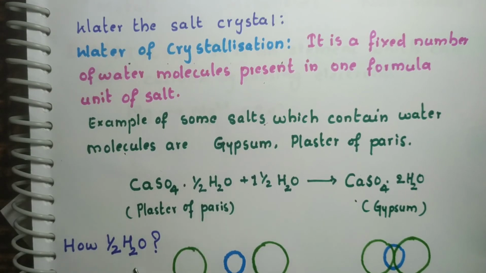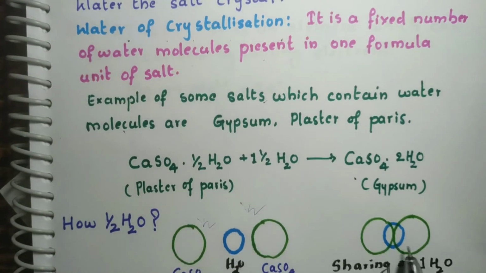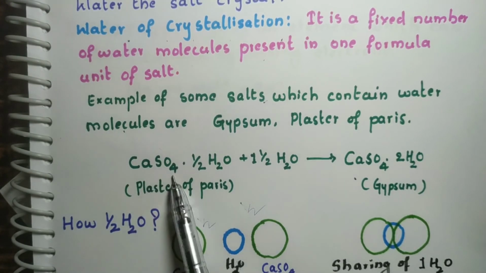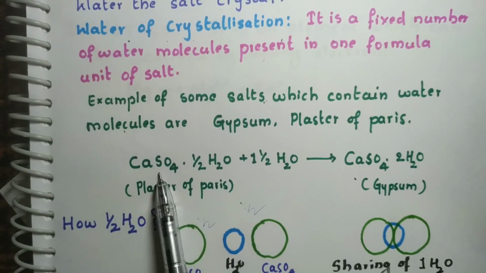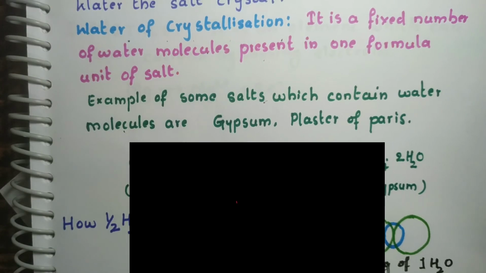But how is half H2O written here? See here, I have drawn one molecule of calcium sulfate, another molecule of calcium sulfate. Both the molecules share only one water molecule. That's why each contains half a molecule of water. You can see here this has half a molecule of water, this also has half a molecule of water. That's why we write CaSO4.½H2O. One molecule of calcium sulfate can have half molecule of water.